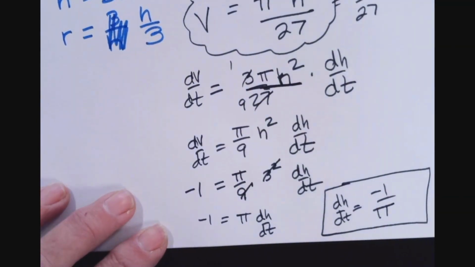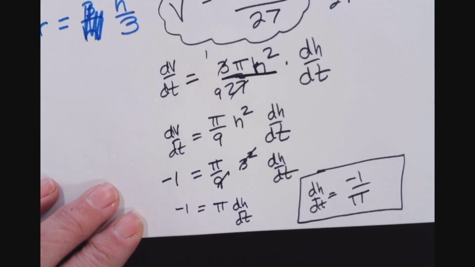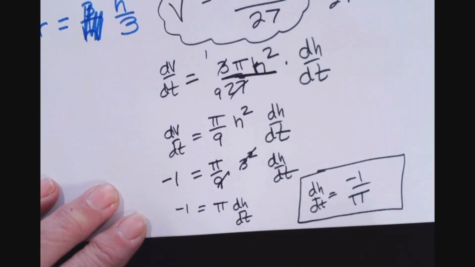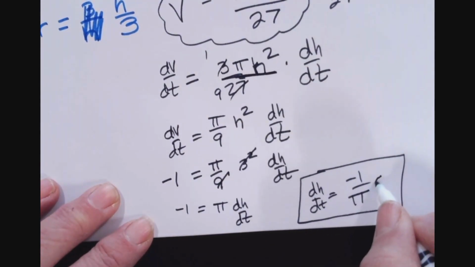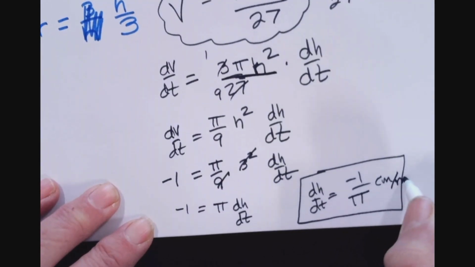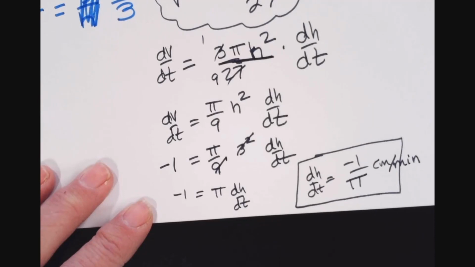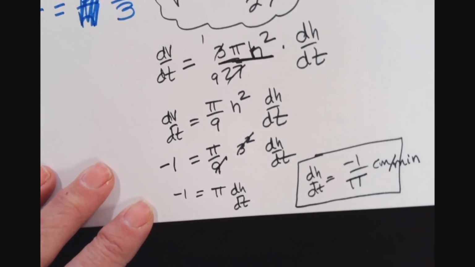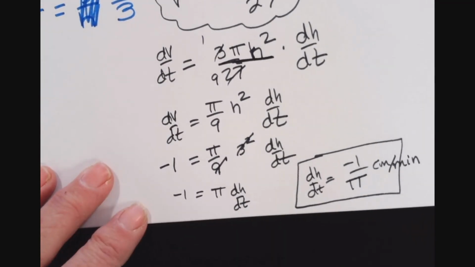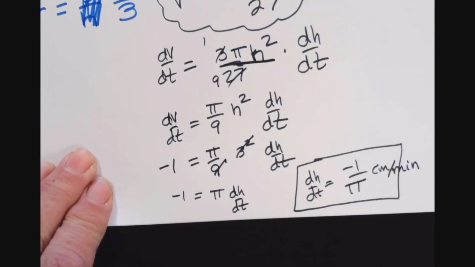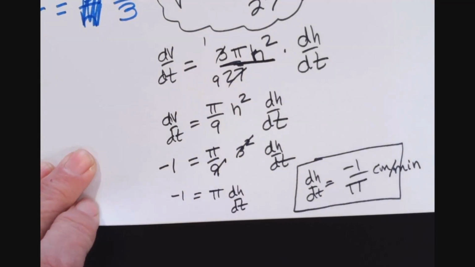The only thing is I better get my units here. So the height is dropping. The height is decreasing. It's -1 over pi. And what are my units? Centimeters per minute. So the height is dropping at -1 over pi, an exact value, centimeters per minute. So that's an inverted cone problem. Does that make sense? Do you follow that?